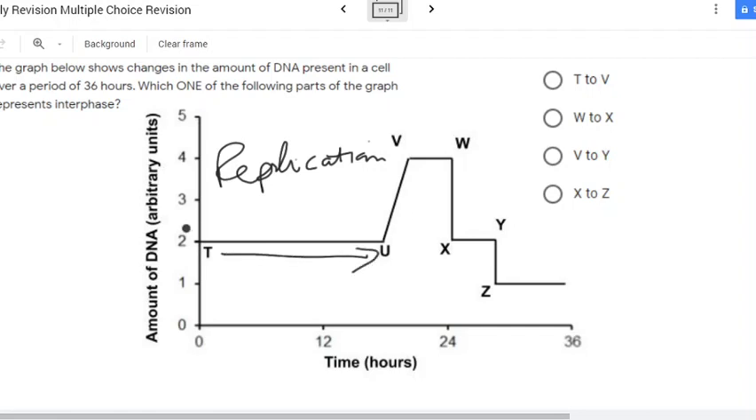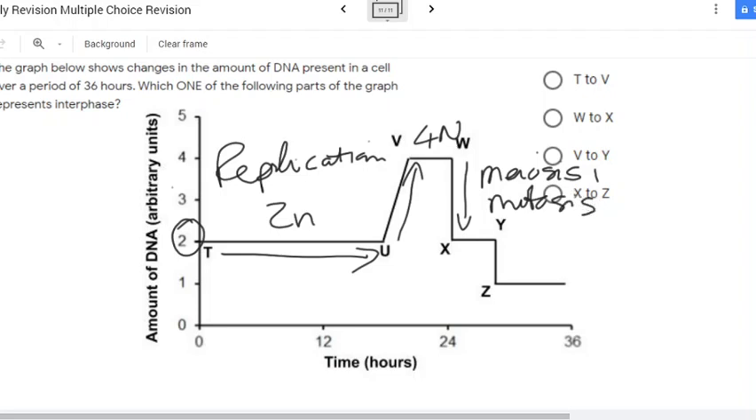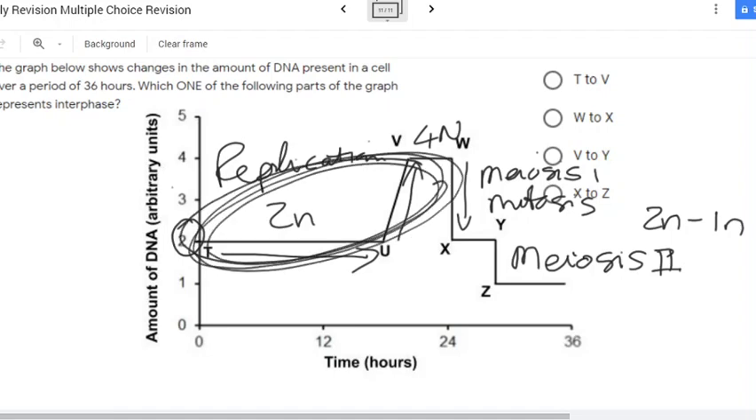So this is nothing happens. Then we go from diploid to tetraploid, so we go from 2N to 4N. So replication happened there. And then we halve it. If we halve it back to 2N, this could be meiosis 1 or mitosis. But then it happens again, and so I know it's meiosis because we go from 2N to 1N. This is meiosis 2. Okay, so where is replication happening? Over there, from T up to V. And so A is the correct answer.